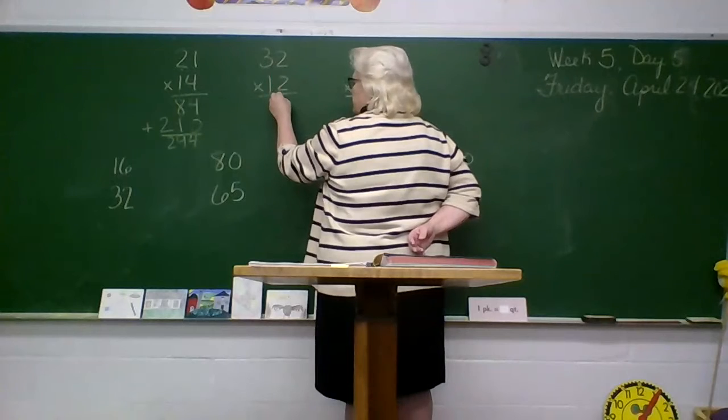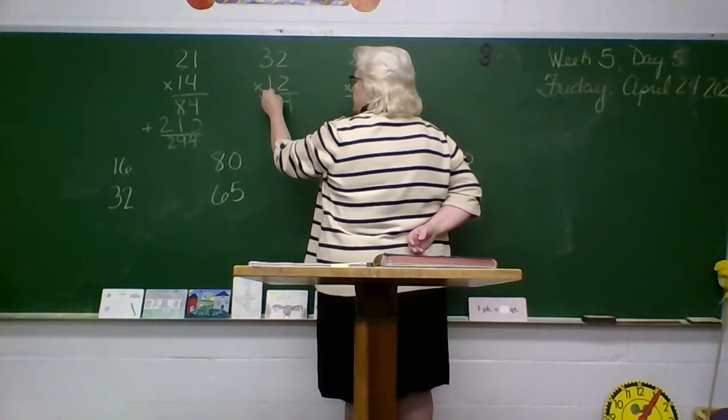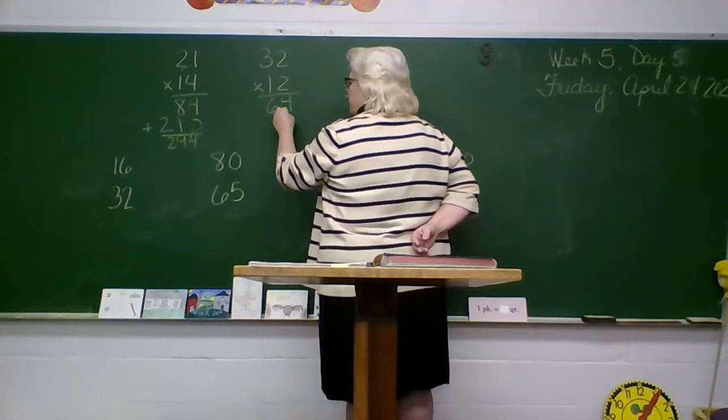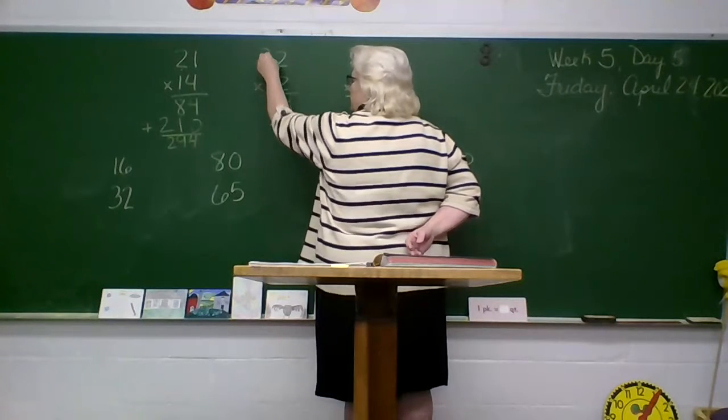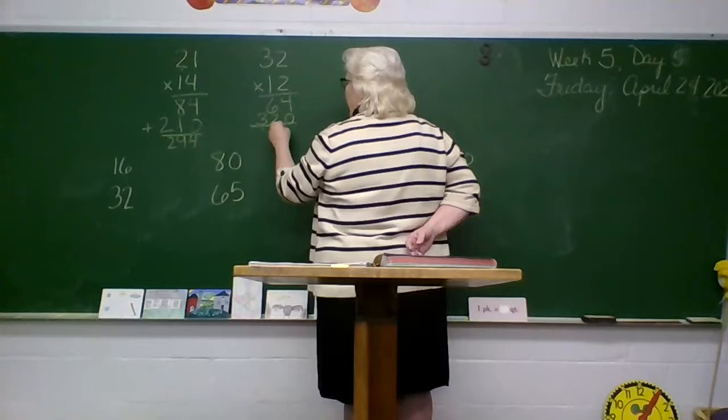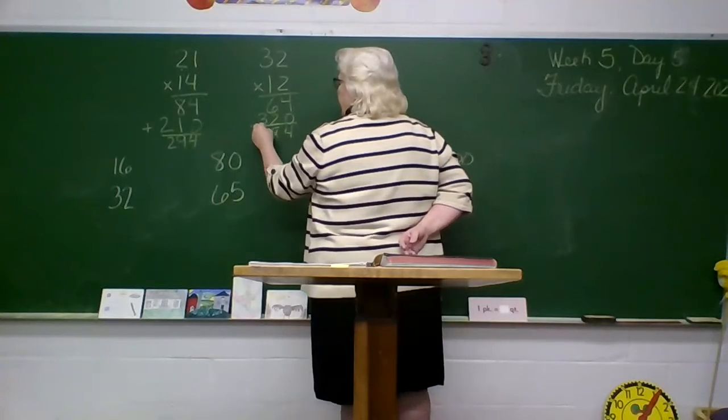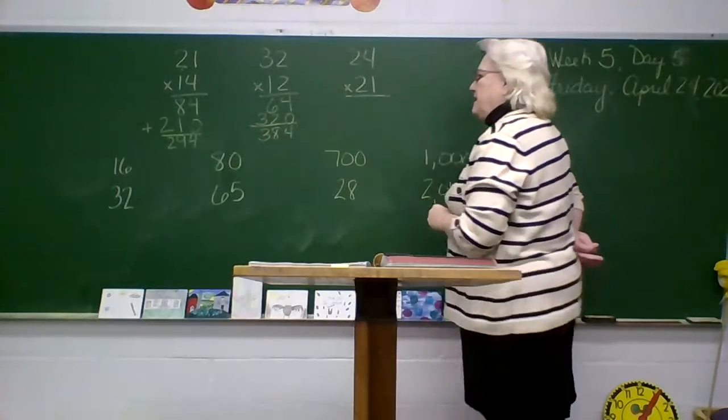Let's do this one. 2 times 2 is 4. 2 times 3 is 6. Put a 0 in the ones place. 1 times 2 is 2. 1 times 3 is 3. Add the 2 together. 4, 8, 3. 384.